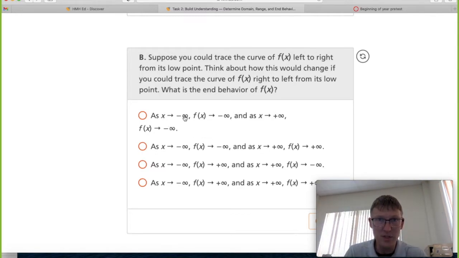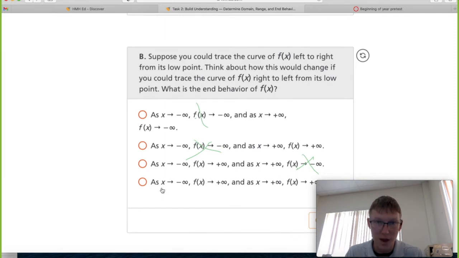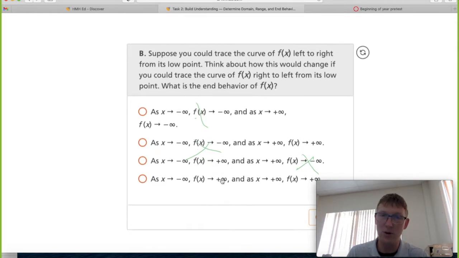As x approaches negative infinity, f of x approaches negative infinity? No. I'm going to eliminate this one too, because our f of x, they both go positive, right? As x approaches negative infinity, f of x approaches positive infinity. Oh, that one's gone too. Hopefully this last one is right, or else we're in trouble. As x approaches negative infinity, f of x approaches positive infinity. As x approaches positive infinity, f of x approaches positive infinity.